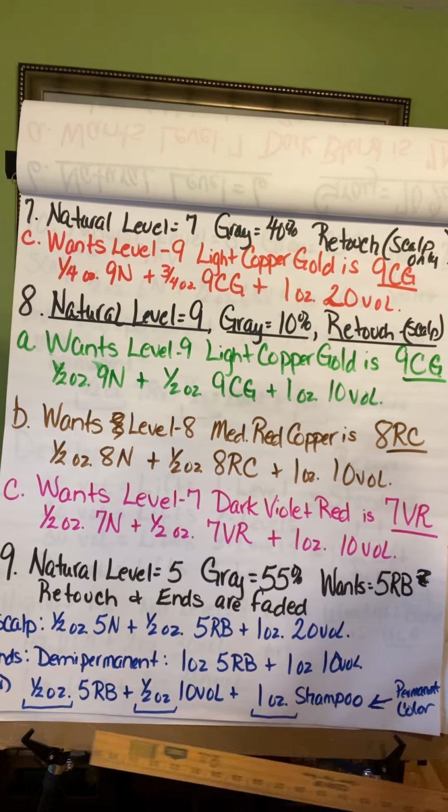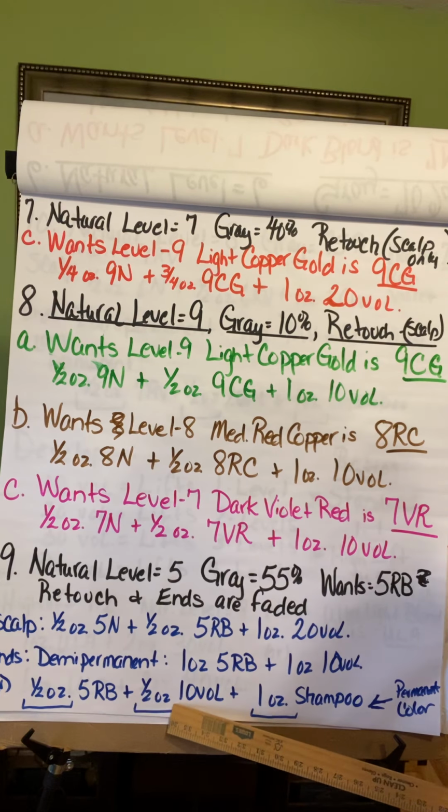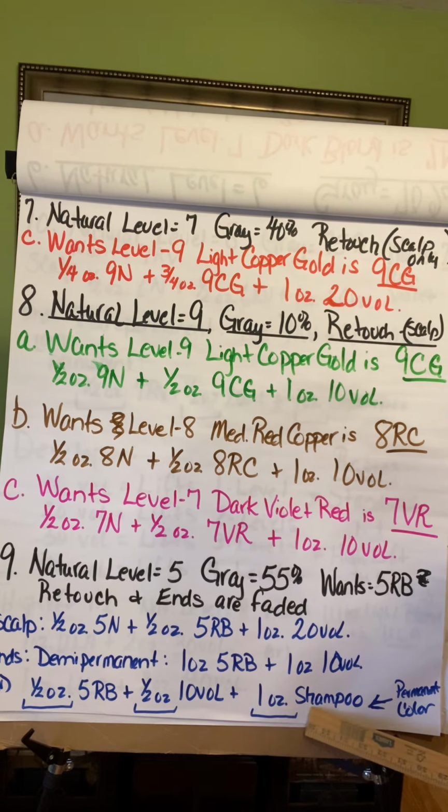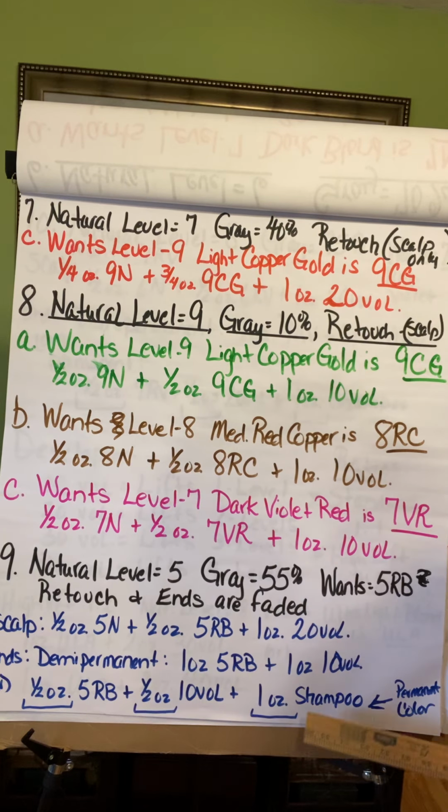Okay, so you have to write it as 1/2 ounce of 5 RB plus 1/2 ounce of 10 volume plus 1 ounce of shampoo. You got to have a whole ounce of shampoo because you have a whole ounce of color right here. Okay, a whole ounce of color and a whole ounce of shampoo for the ends.